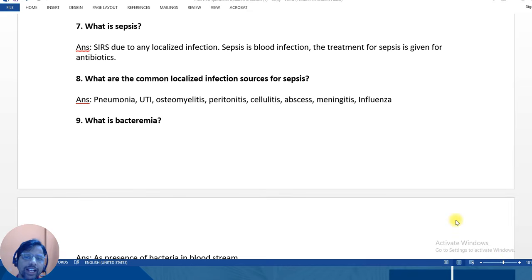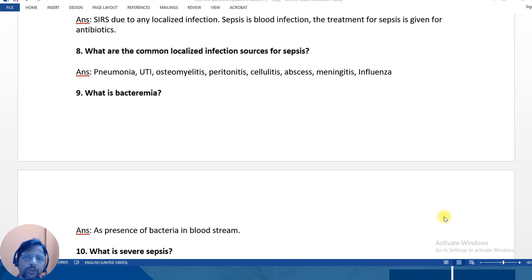Next one, what are the common localized infection sources for sepsis? Most of the time, sepsis will be due to localized infections like pneumonia, UTI, osteomyelitis, peritonitis, cellulitis, abscess, meningitis, inflammation, or influenza.